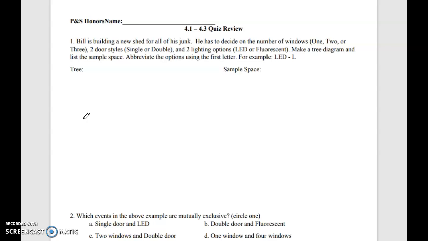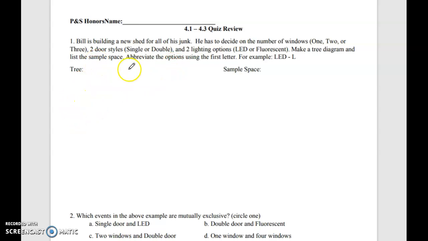So question 1, Bill is building a new shed for all of his junk. He has to decide on the number of windows. His options are 1, 2, or 3. 2 door styles, single or a double door, 2 lighting options, LED or fluorescent. And we're asked to make a tree diagram and then list the sample space. And we're going to just use abbreviations to keep it a little bit simple here.